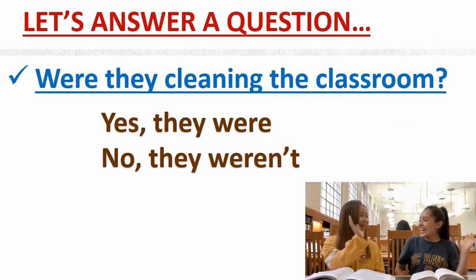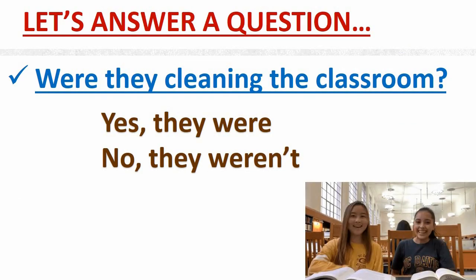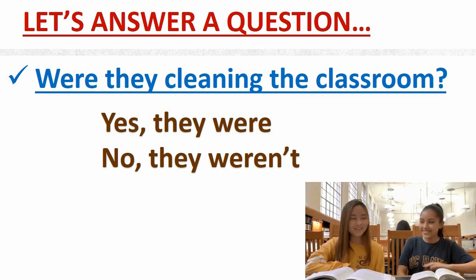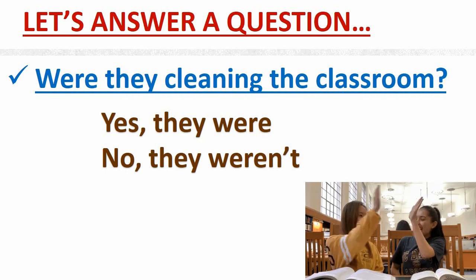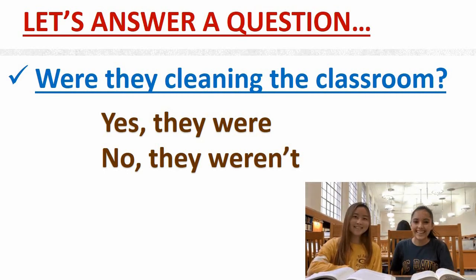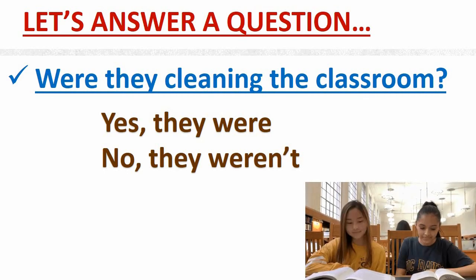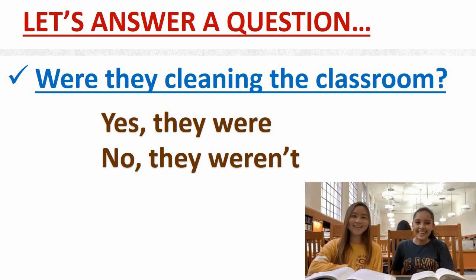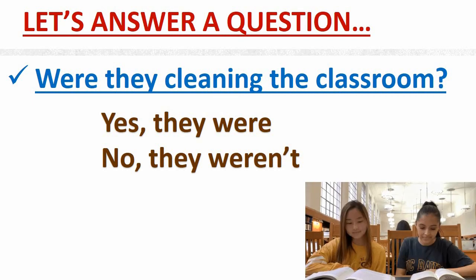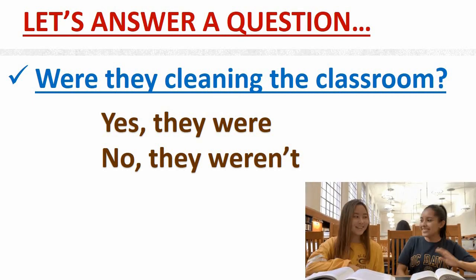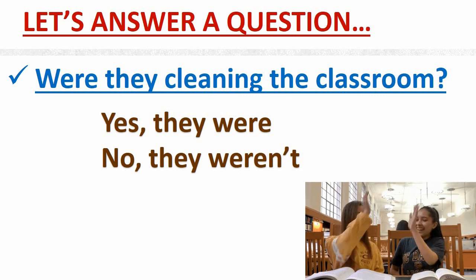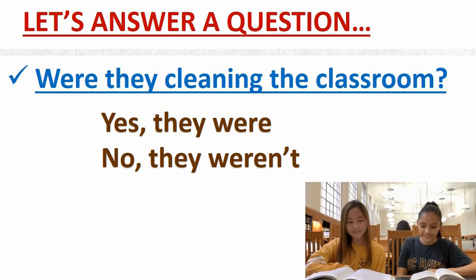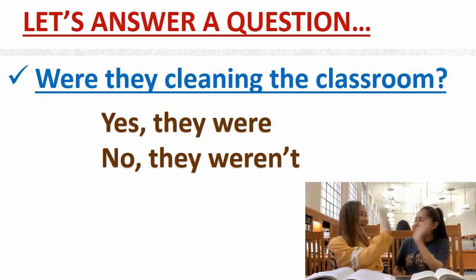Now, let's learn how to answer a question in past continuous tense. Were they cleaning the classroom? The question is, were they cleaning the classroom? So we can give the answer like this. If it is a yes answer, we can say yes, they were. If it is not, we can say no, they weren't.